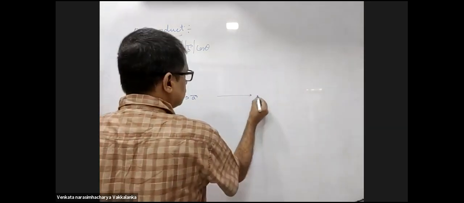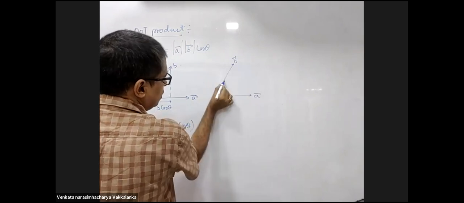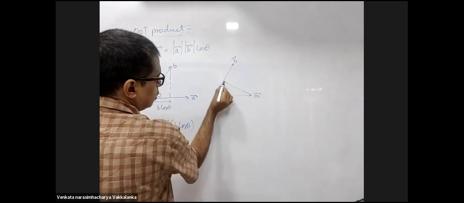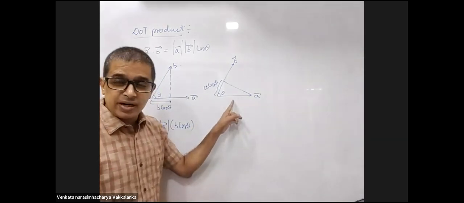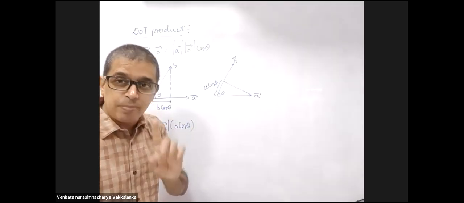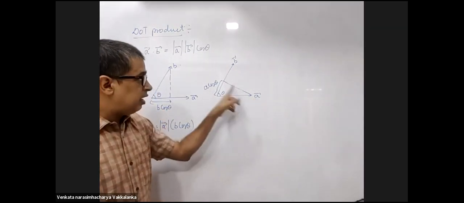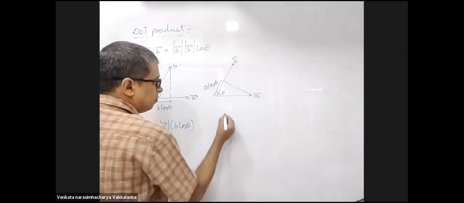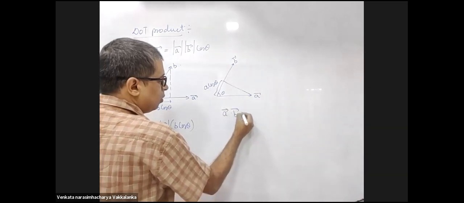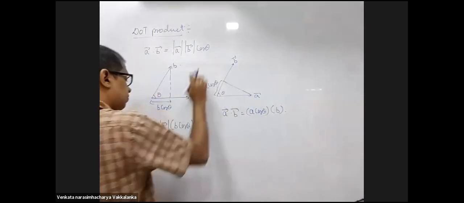Can I do the reverse? This is A, this is B, this is theta. Projection of A on B is A cos theta. Whichever vector you are projecting, that should be the hypotenuse of the triangle. I explained this in the last class. A is projected on B. What will the projection be? A cos theta. A dot B could be defined as A cos theta into B. It's the same thing.